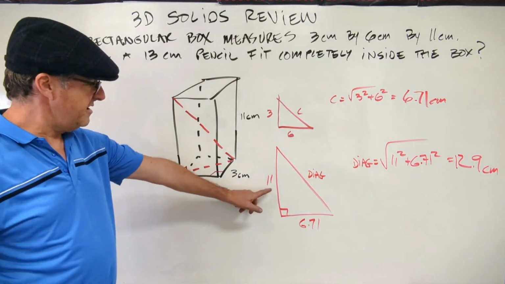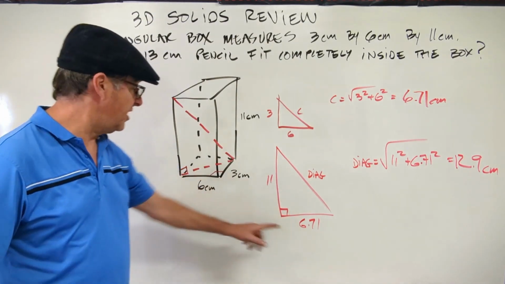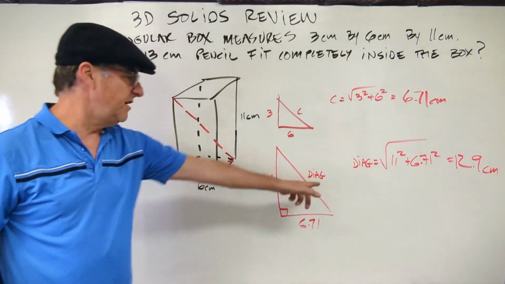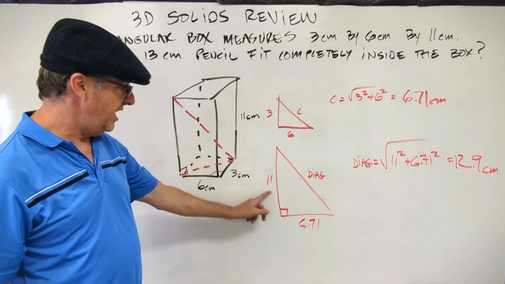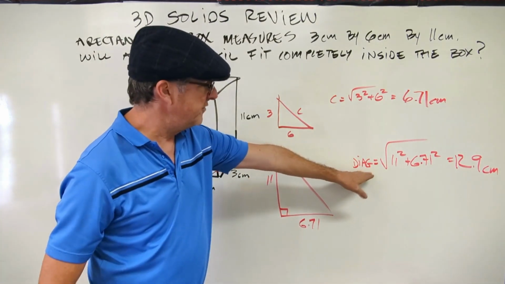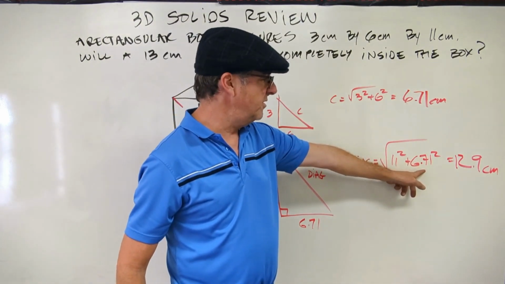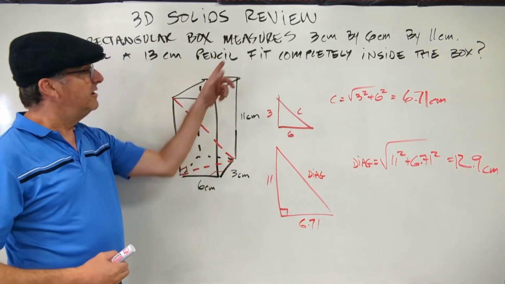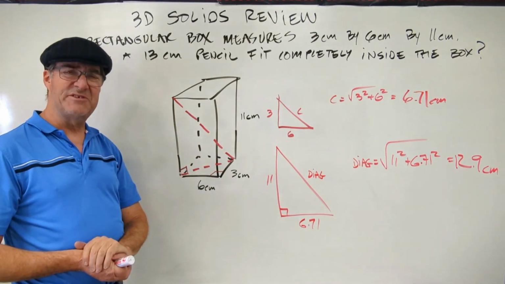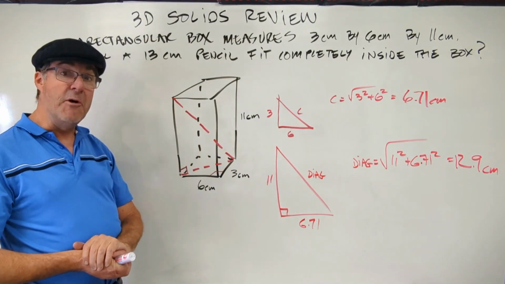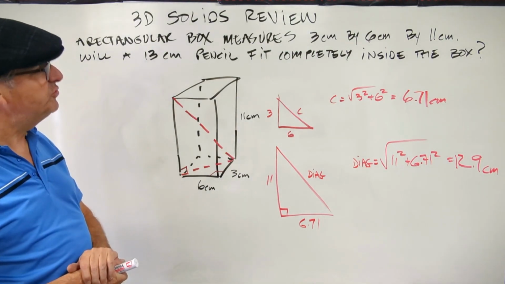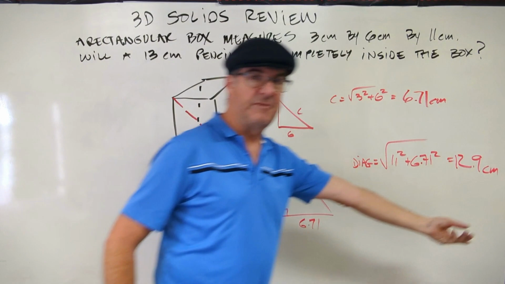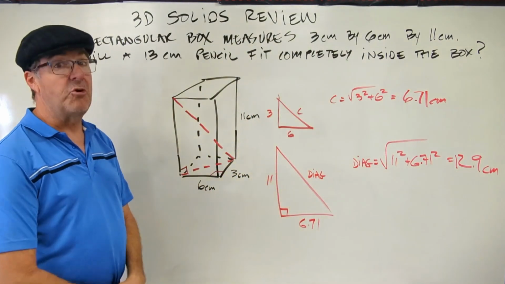Okay, so here's what I get. I just broke out this little triangle. That's the triangle that the hypotenuse is our diagonal. I labeled it diag, and I have 11 and 6.71. So I solved that for the diagonal, the square root of 11 squared plus 6.71 squared. I got 12.9 centimeters. So answer the question, does the pencil fit? Nope, it's just a little too long. 13 centimeters, 12.9 centimeters. So not quite.